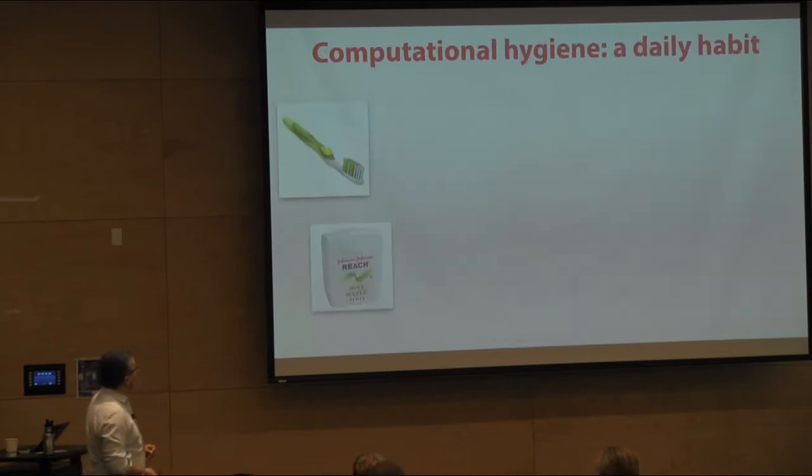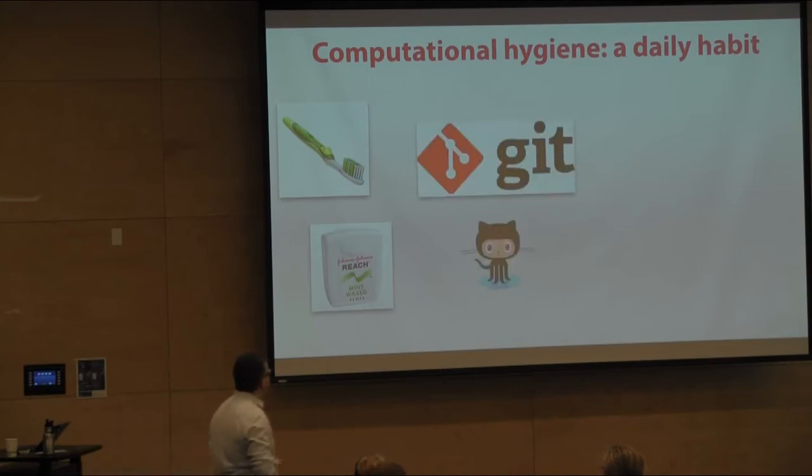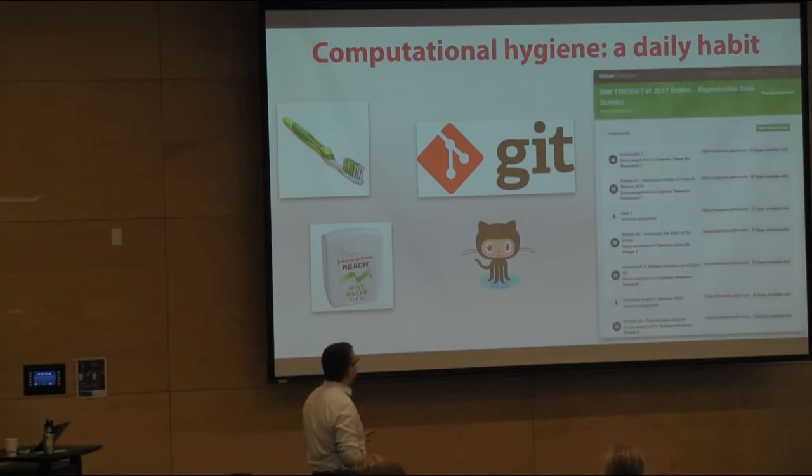This is kind of the equivalent of making the difference between brushing your teeth and a root canal, okay? Which hopefully we can all agree that we'd rather brush our teeth than have a root canal. And Git is kind of that moral equivalent.